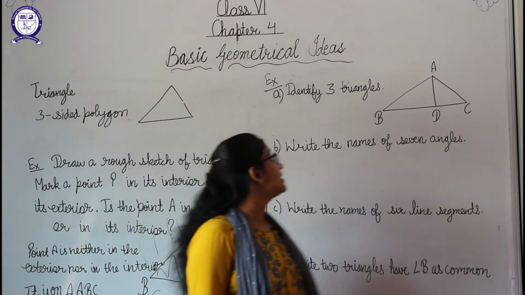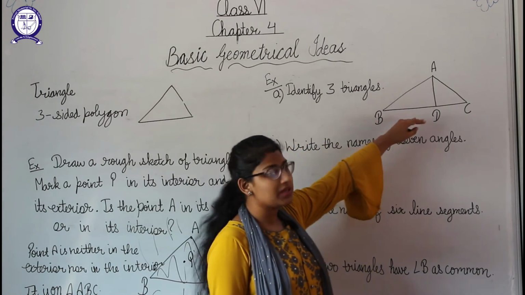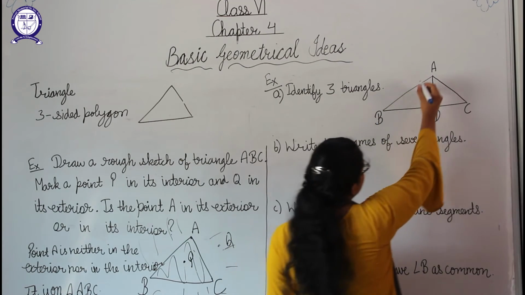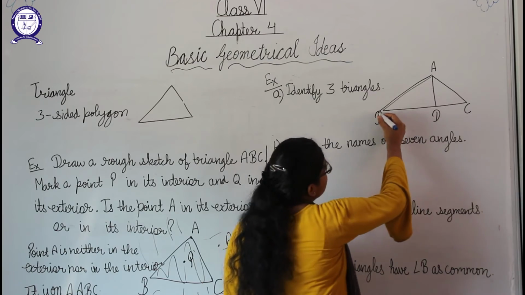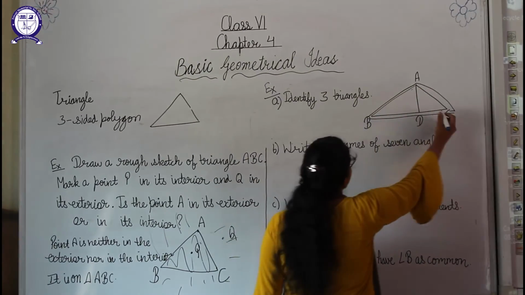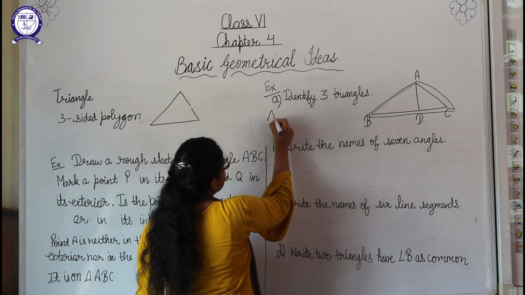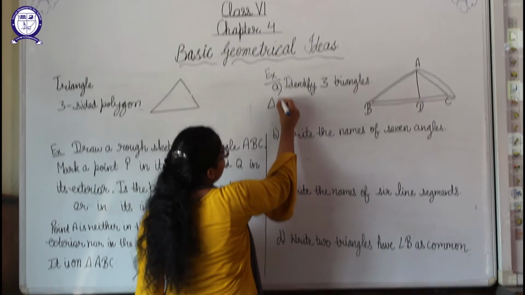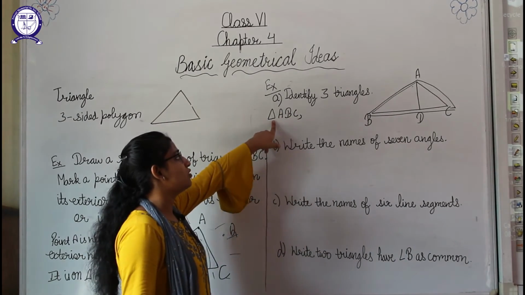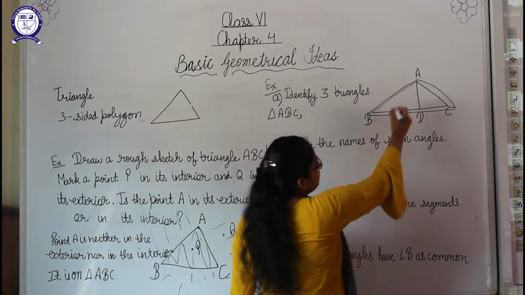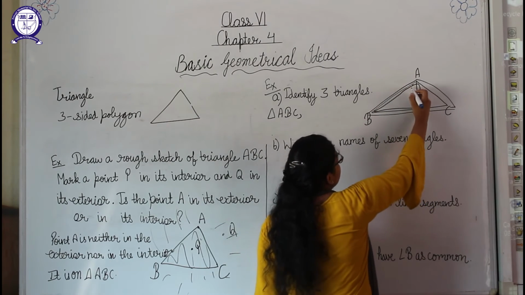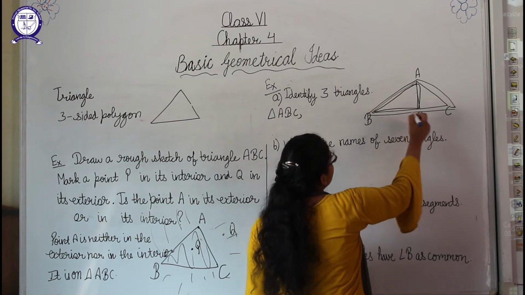Okay, now the next one is: identify three triangles. This figure is given to us, and in this we have to identify three triangles. So students, what will be the three triangles? First of all, we will take this bigger triangle. This bigger triangle is ABC. So one of the triangles is, we will make the symbol of triangle, then we will write ABC. So we are naming the triangle: triangle ABC. Now we can say this one is one of the triangles. Okay, so here this is ABD.